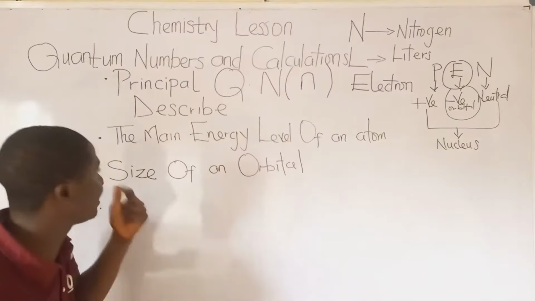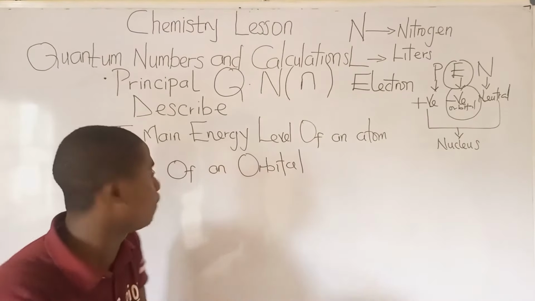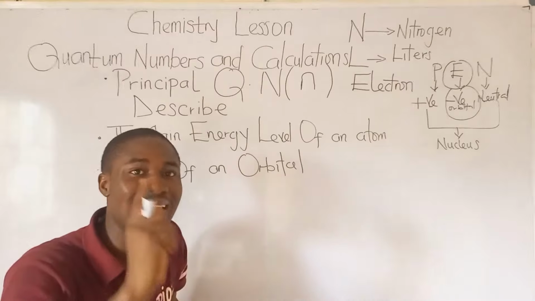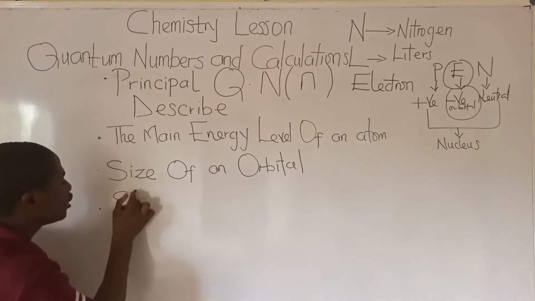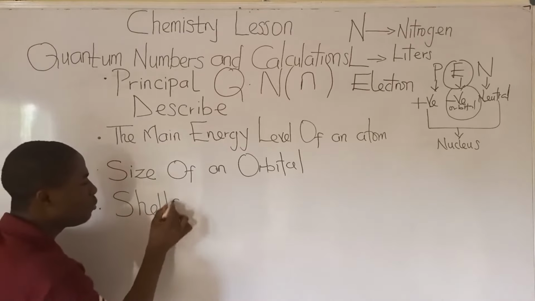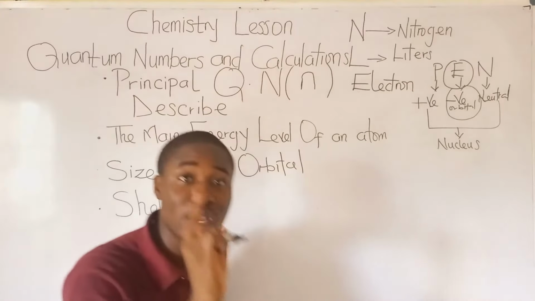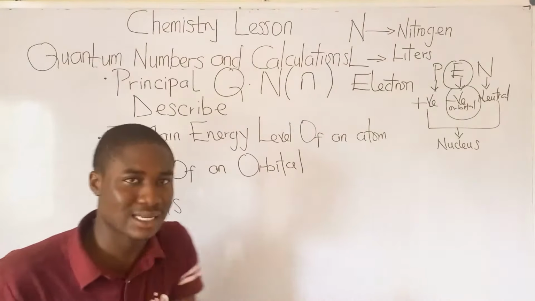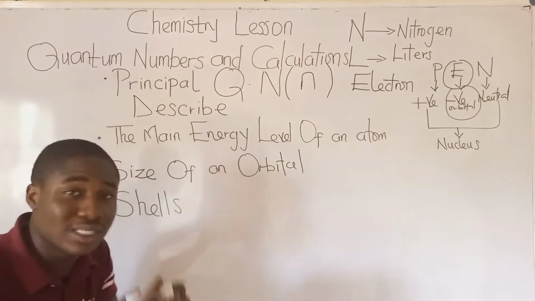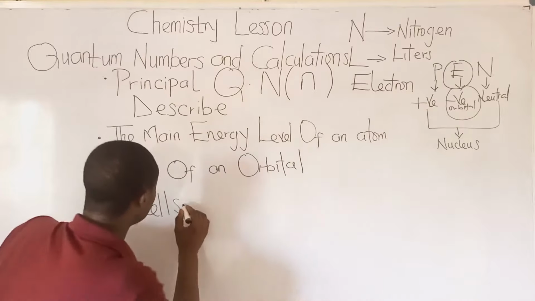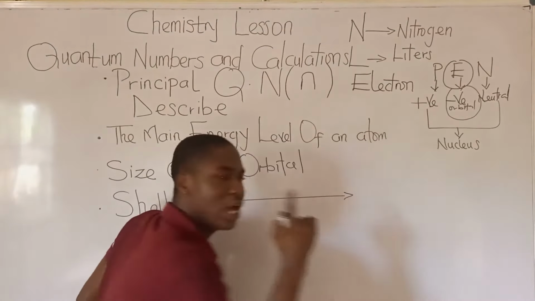We've said already that it describes the main energy level of an atom, the size of an orbital, and lastly, which is very important, it describes shells. This is very important. So the question we ask ourselves: what are these shells? Because these shells have symbols. That is what we'll be talking about.